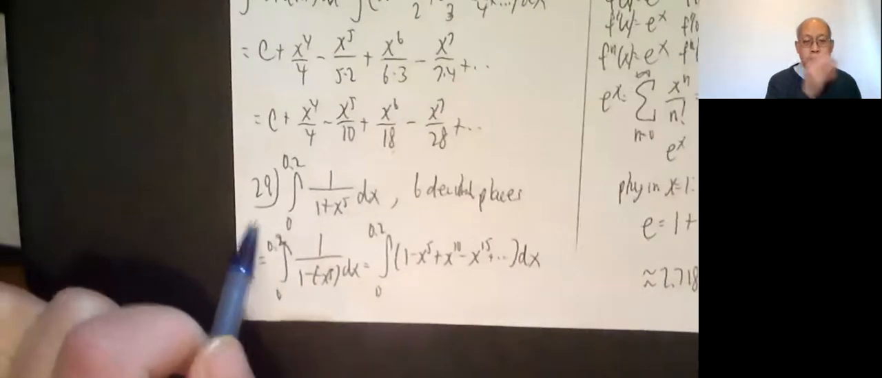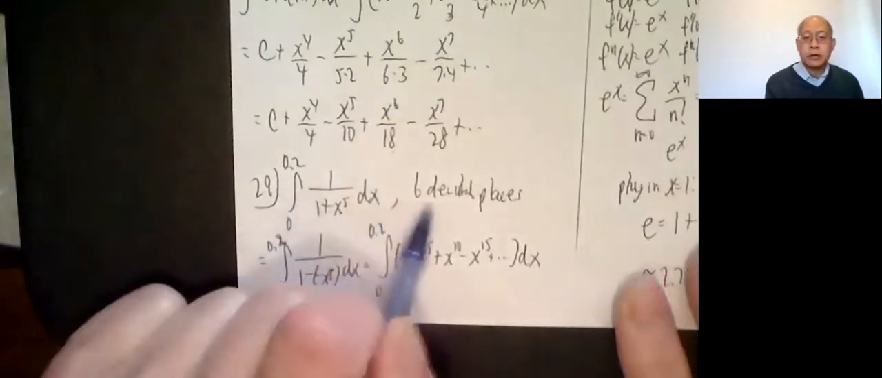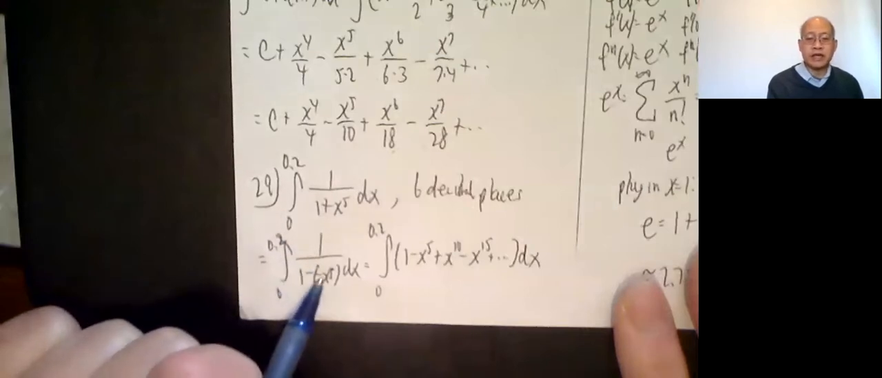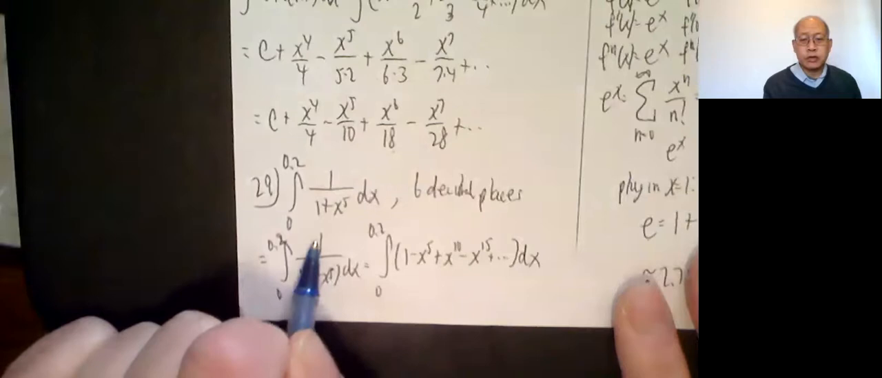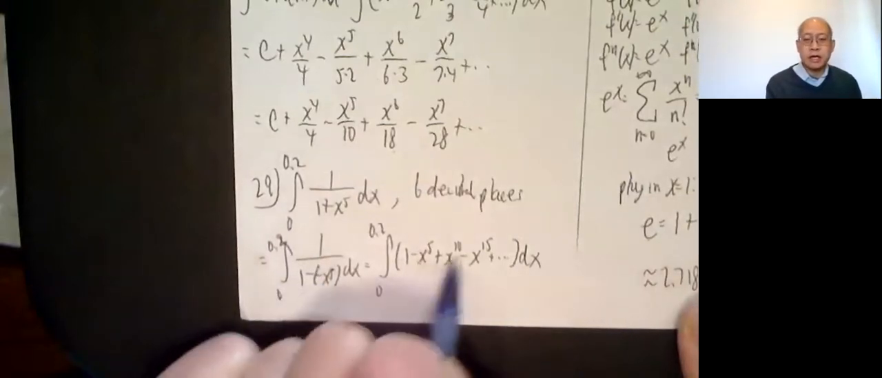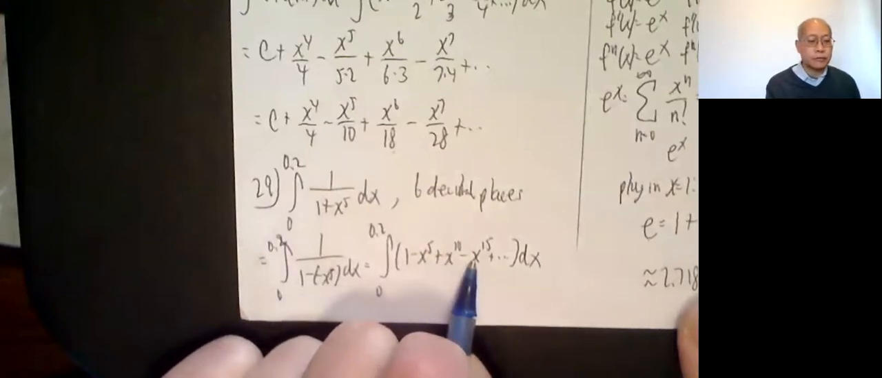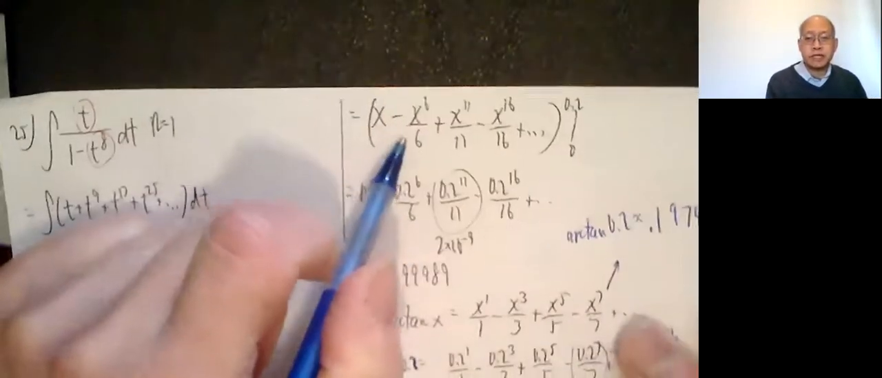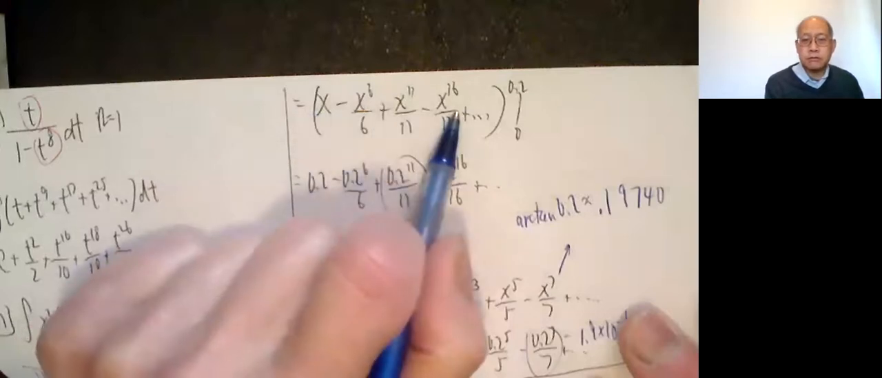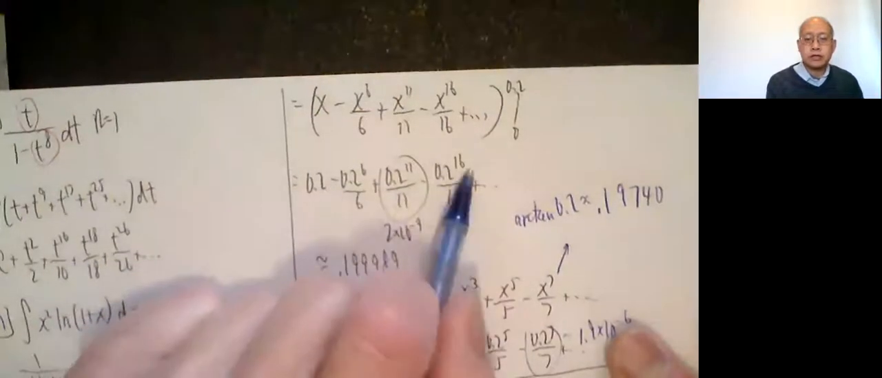Okay, some integral problems. Evaluate to 6 decimal places. So treat this as 1 over 1 minus negative x to the 5th dx. So the first term is 1. The common ratio is negative x to the 5th. So 1 minus x to the 5th. Multiply that by negative x to the 5th, you get that. Multiply that by negative x to the 5th, you get that. Okay, integrate. So x minus x to the 6th over 6 plus x to the 11th over 11 minus x to the 16th over 16. Notice when you plug in 0, they're all 0. Plug in 0.2. Looks like this.